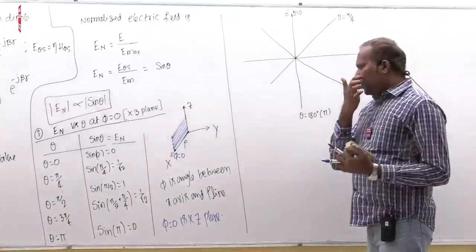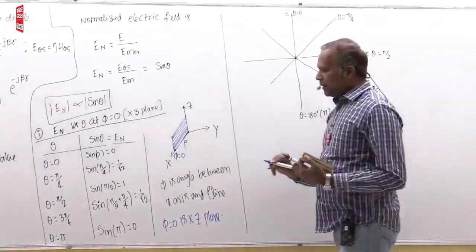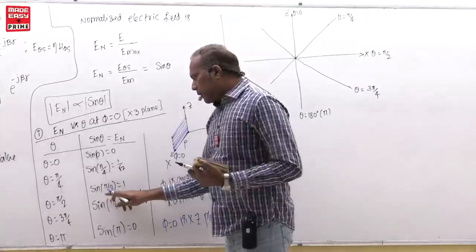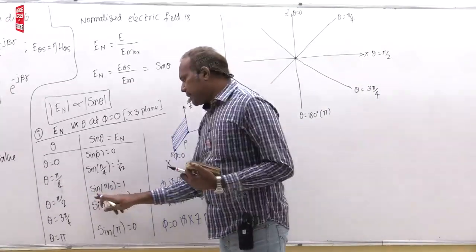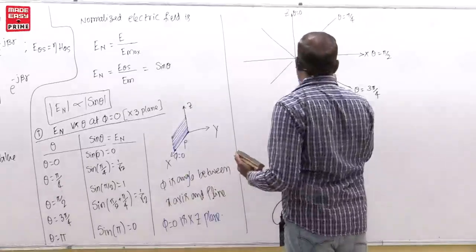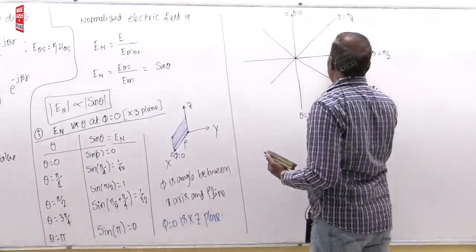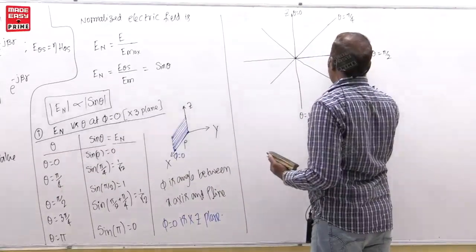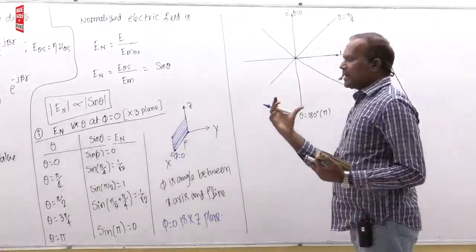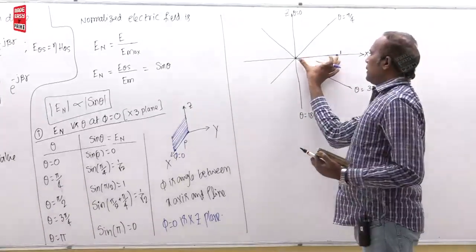Now it is very simple. What you have to do is, whenever theta is 90 degrees, the sin theta value is 1. So you take 1 unit here. Assume that this is 1 unit. Scaling is done, so it is 1 unit.